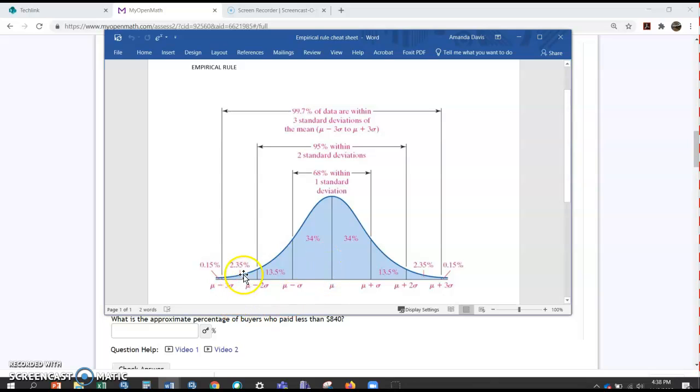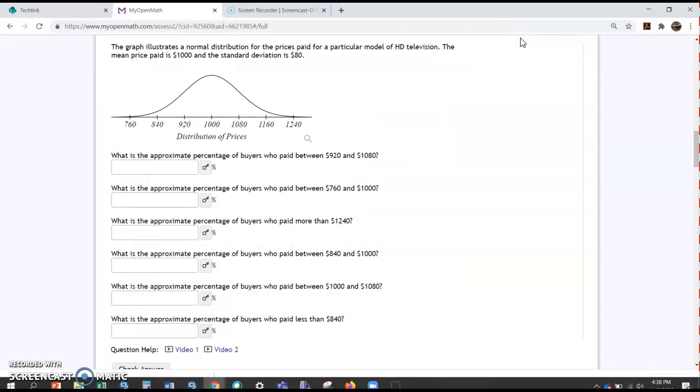If we go out 2 standard deviations, we'll have 95% of our data within 2 standard deviations in either direction. That adds on an extra 13.5% in each of these sections. And then furthermore, if you go 3 standard deviations out, you have 99.7% of your data. And so really, we just want to look at the percentages within each one of these deviations in order to solve the question at hand. So I'll put that back down and let's look at this question.